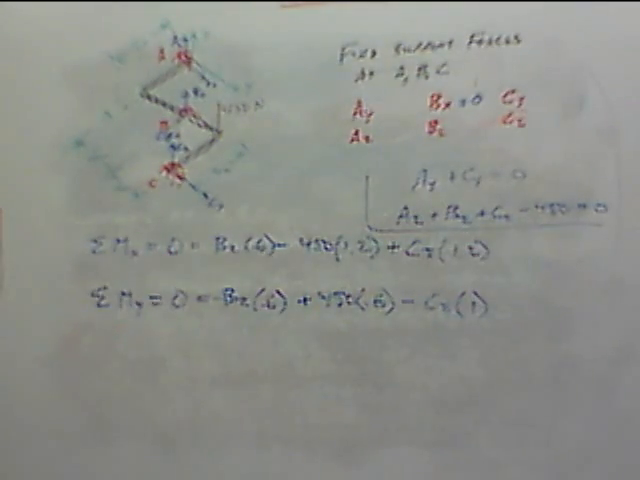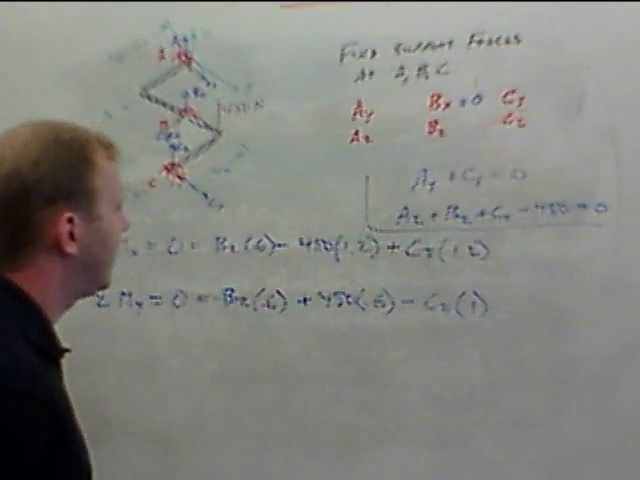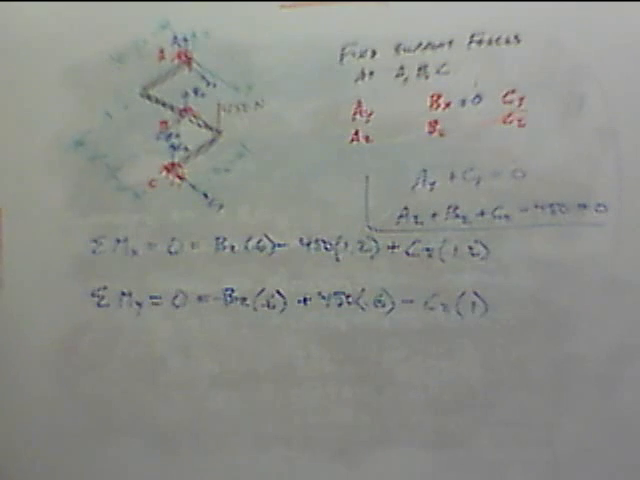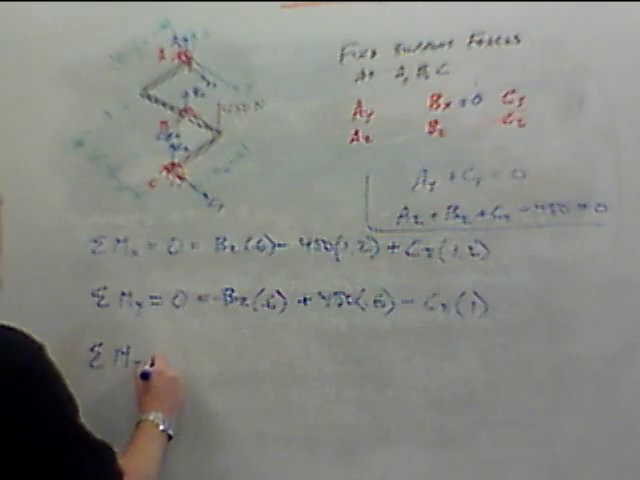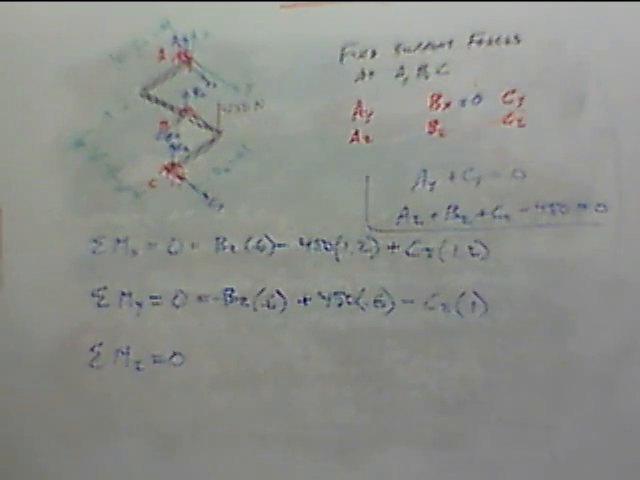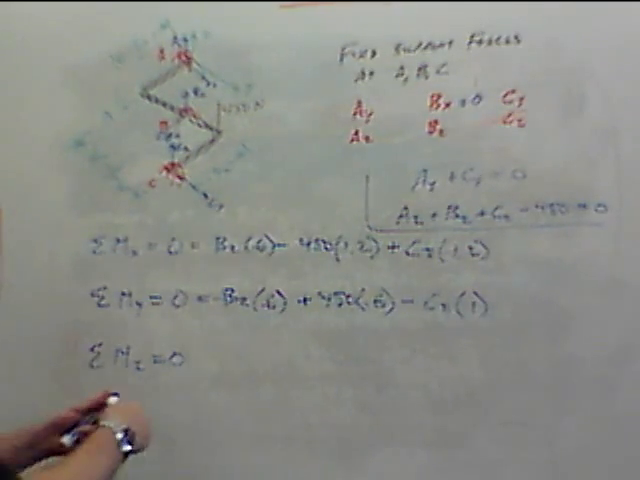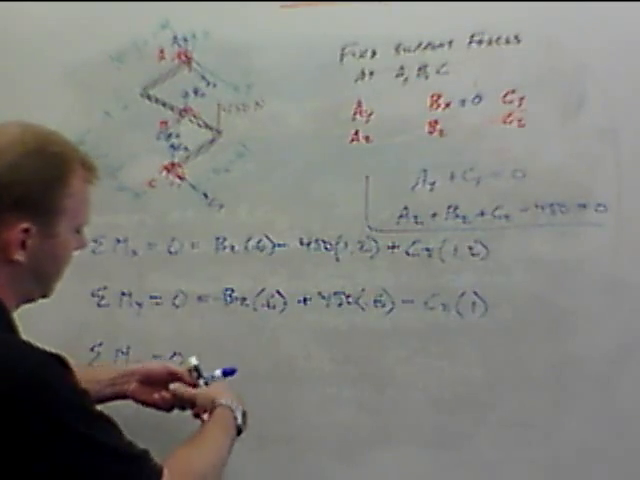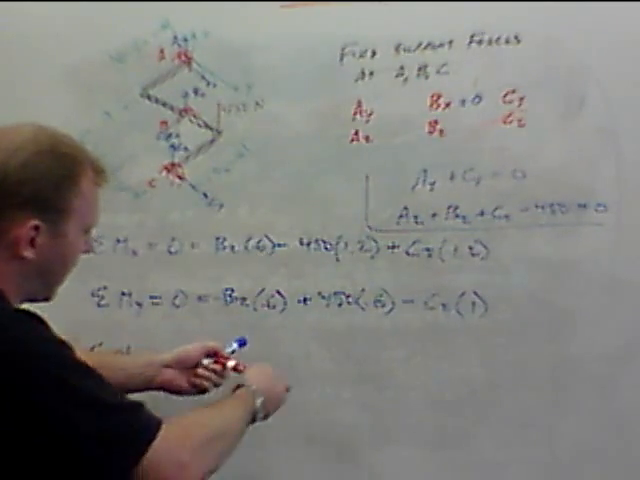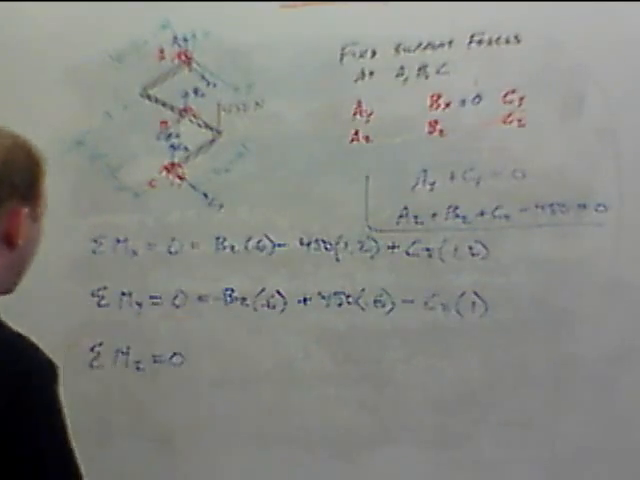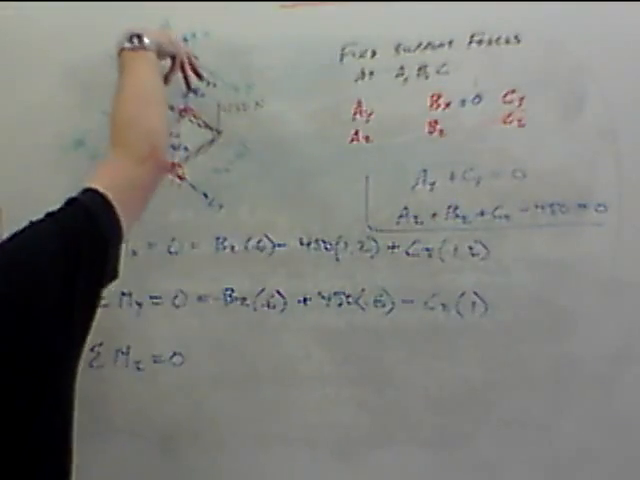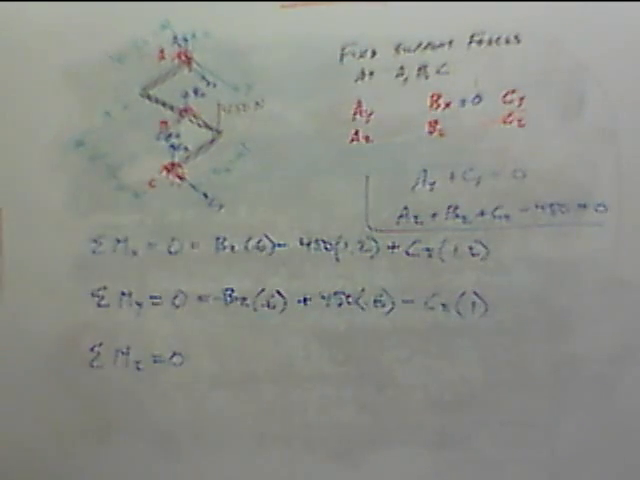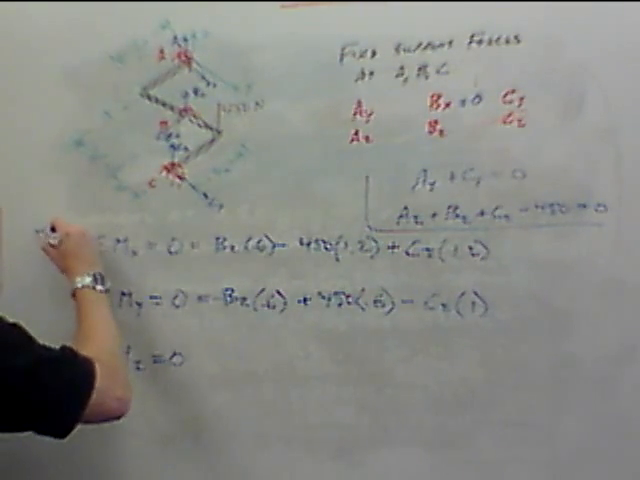These two we could actually solve simultaneously and get Bz and Cz. But I'm going to hold off on that. I'm going to set up the equation for a moment about z first, and then we'll solve from there. Summation of moment about z equals 0. Now we're looking at this thing from the top, with my little structure here, having it rotate like this. Again, we're taking moments about A. These are all moments about A.